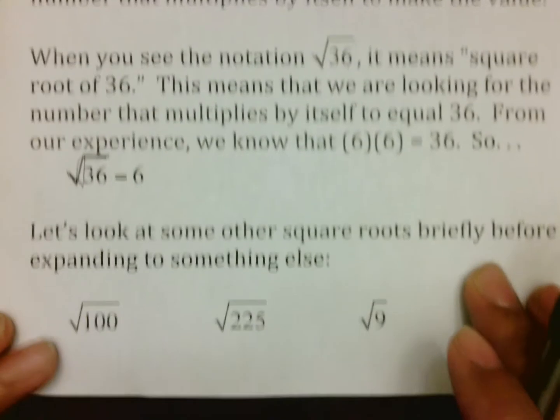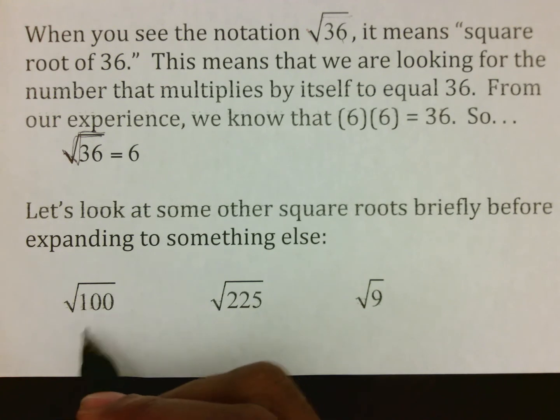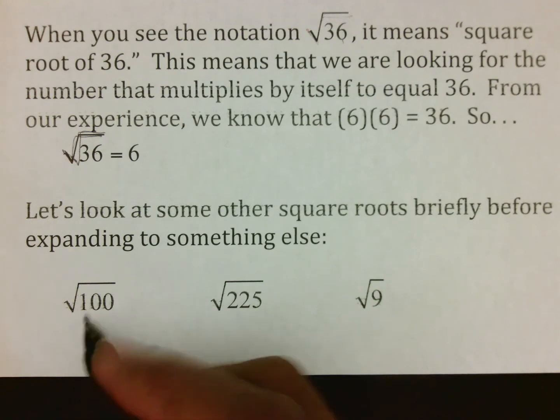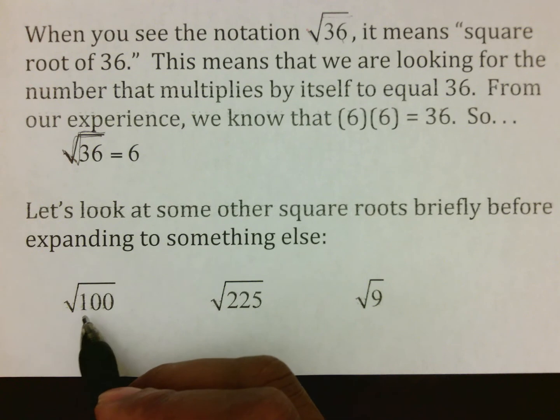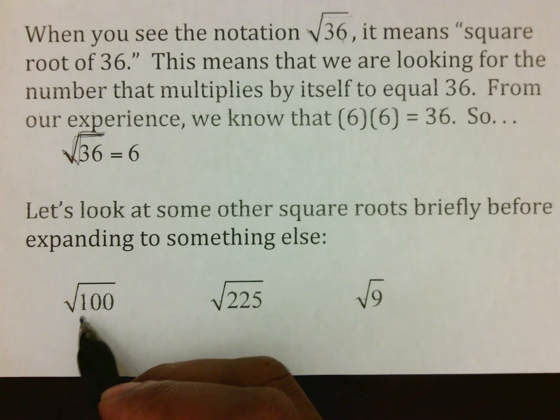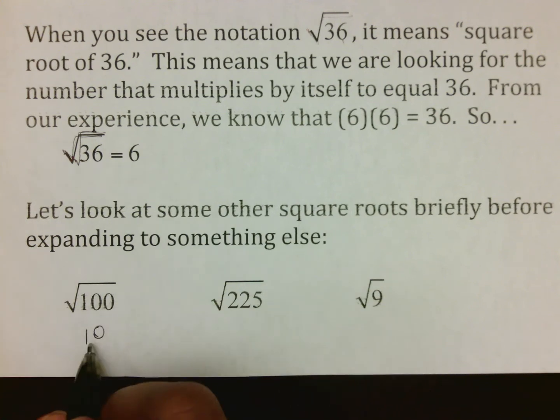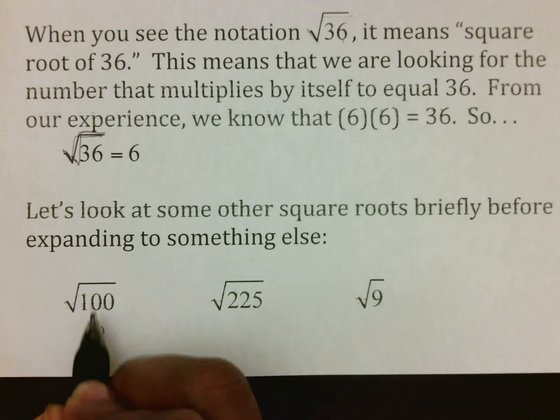Let's look at some other square roots briefly and think them out real fast before expanding to something else. If they wanted the square root of 100, you'd be able to say, well, I know it's got to be a bigger number. I know 8 times 8 is 64, so that's not high enough. 9 times 9 is 81. 10 times 10 is 100, which is the number I'm looking for. So the square root of 100 is 10, again, because 10 times 10 makes 100.